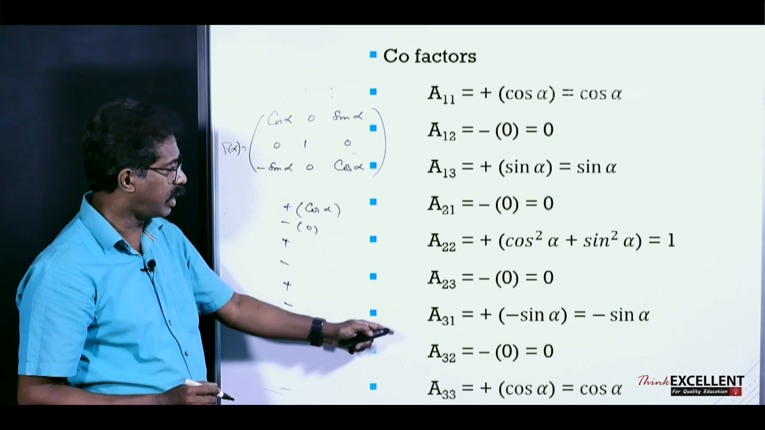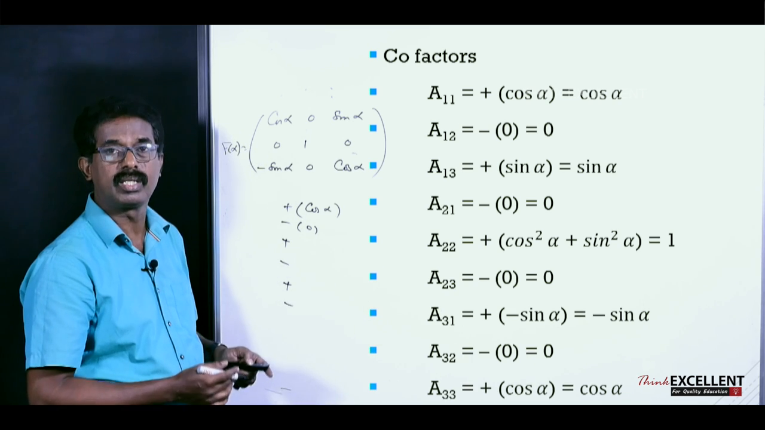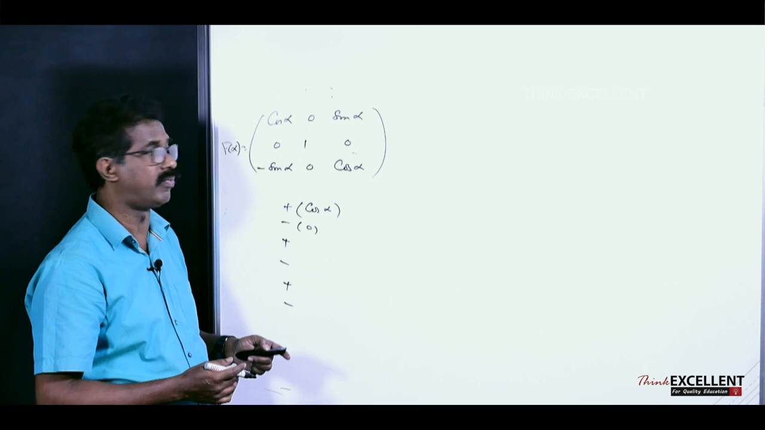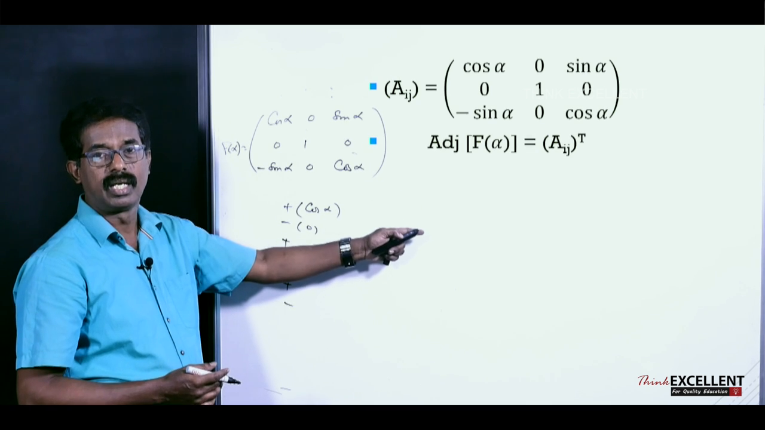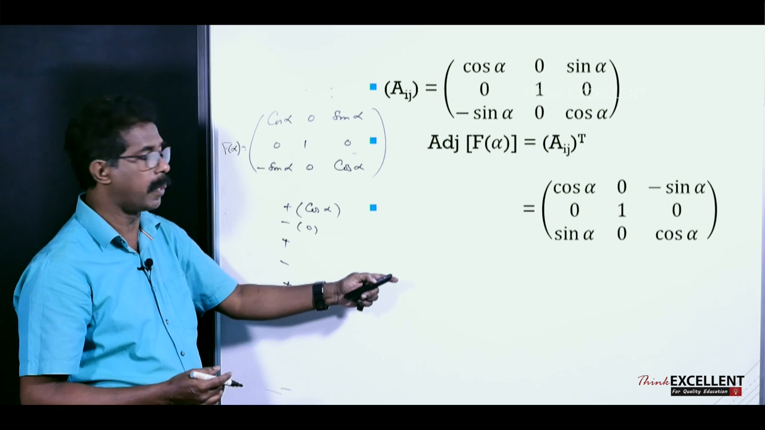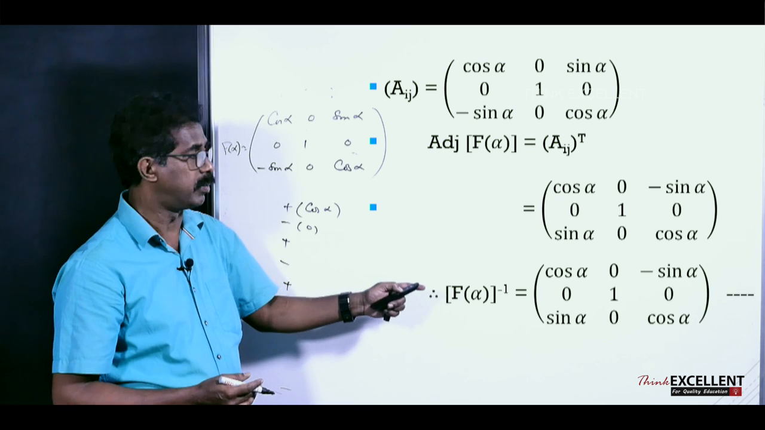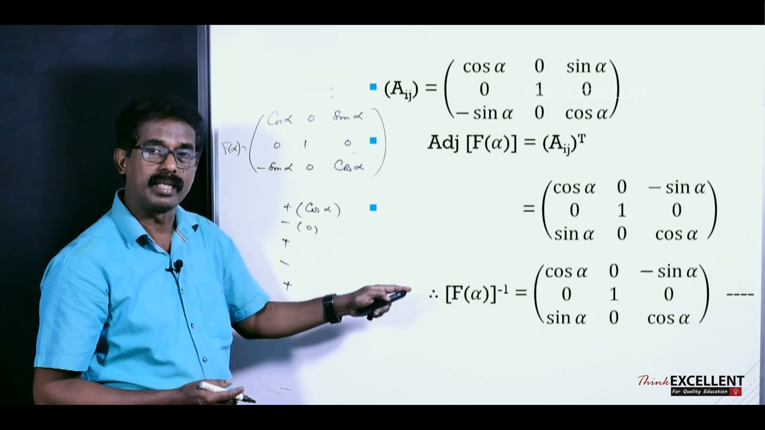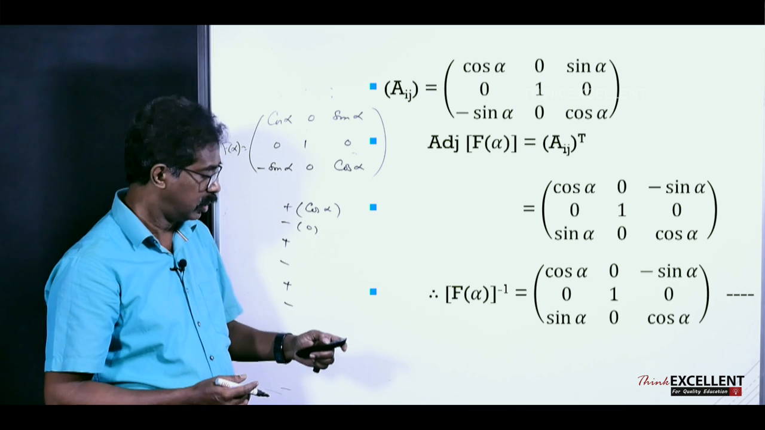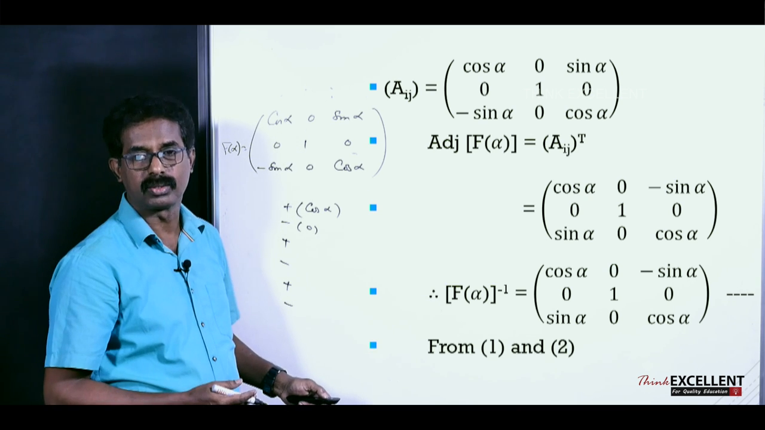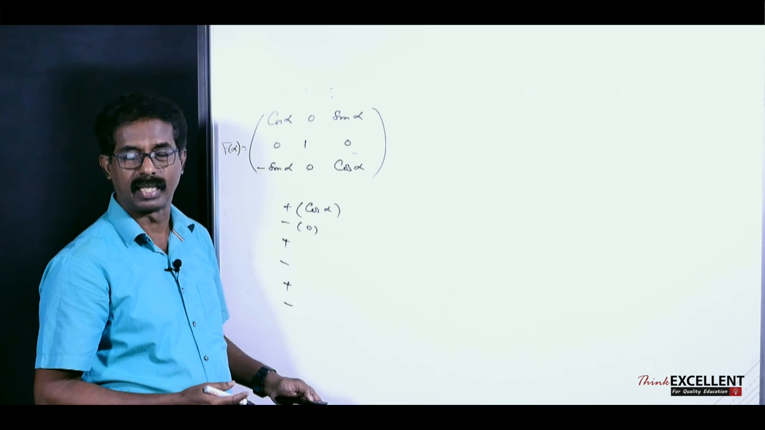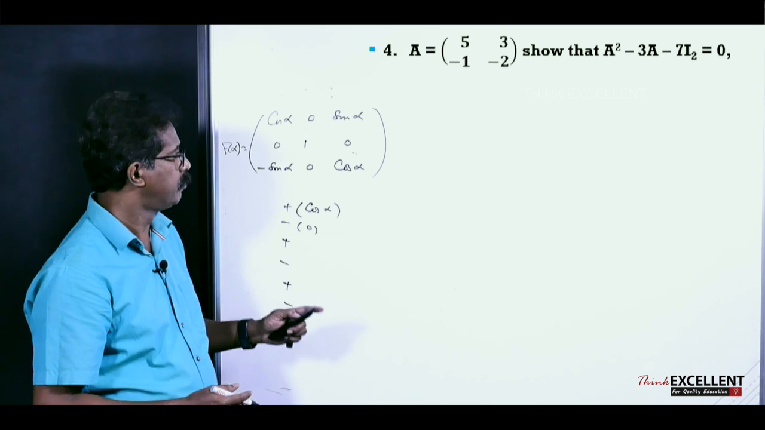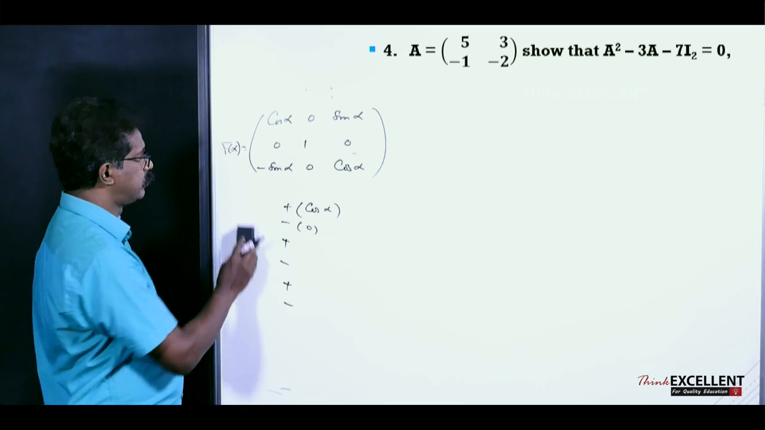Write all these as a matrix. We call it the cofactor matrix, and take the transpose of that. And A inverse is equal to, what's the formula, 1 by determinant. Here the determinant value is 1, so 1 by 1 is 1 only. So you get the same answer. That is equation number 2. From 1 and 2 you are getting the answer. So you can do it very easily.